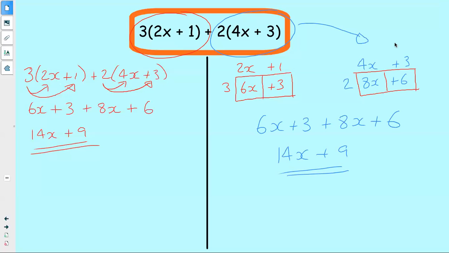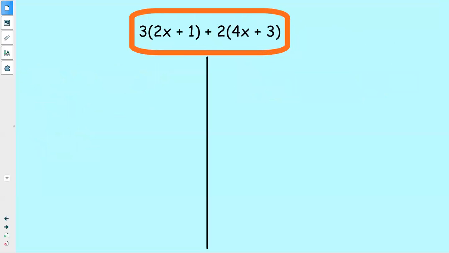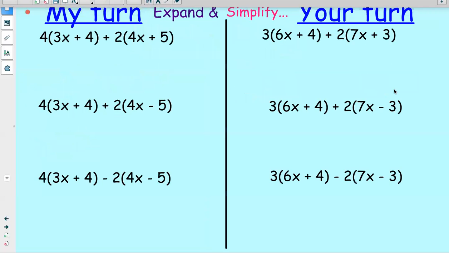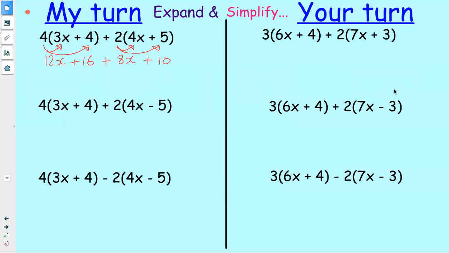Okay, let's move on. Okay, my turn, your turn. So left hand side, let's go. So 4 multiplied by 3x is 12x. 4 multiplied by 4 is 16. 2 multiplied by 4x is 8x, and 2 multiplied by 5 is a positive 10, and then just simplify. So it becomes 20x, add 26.